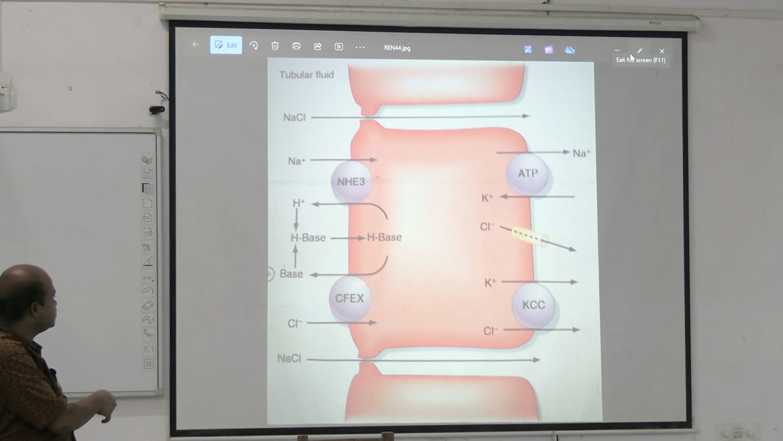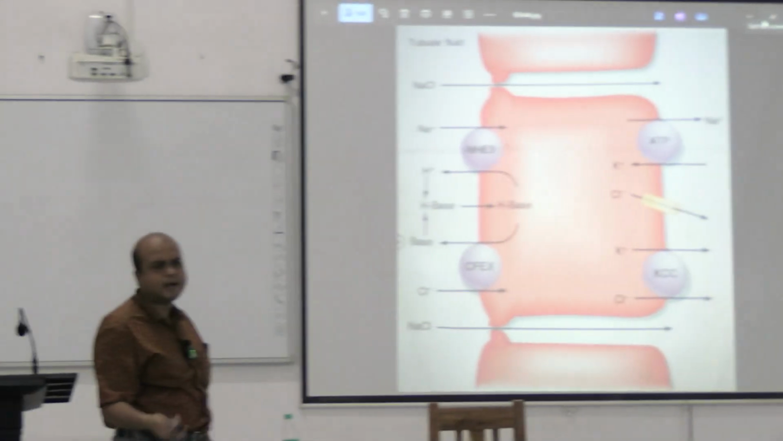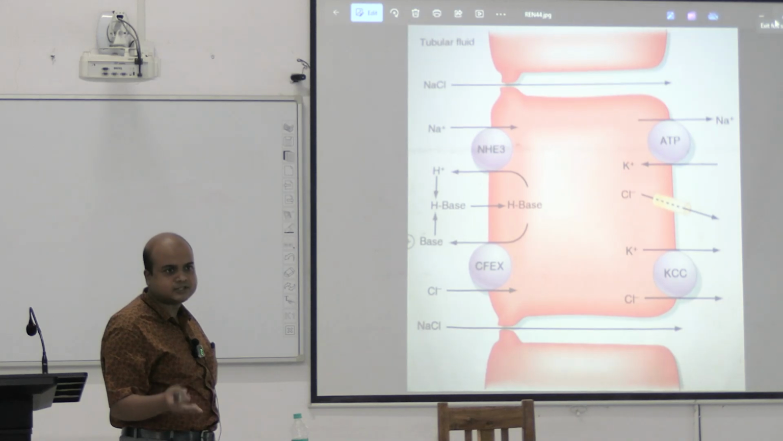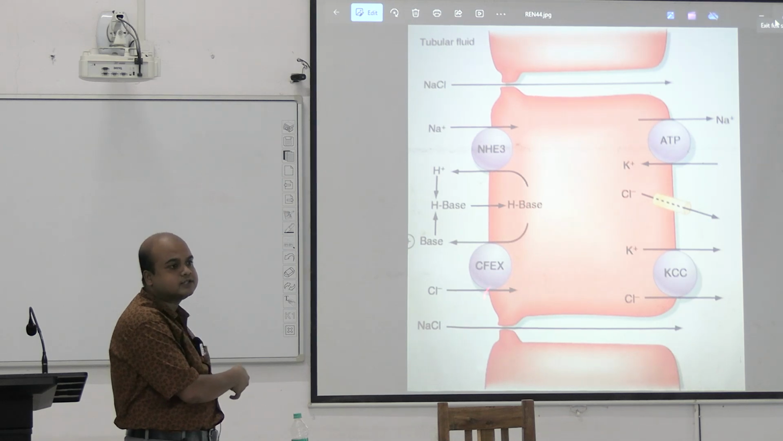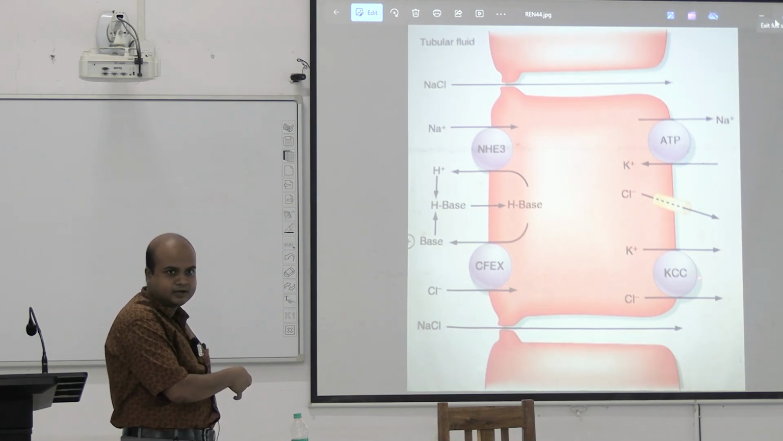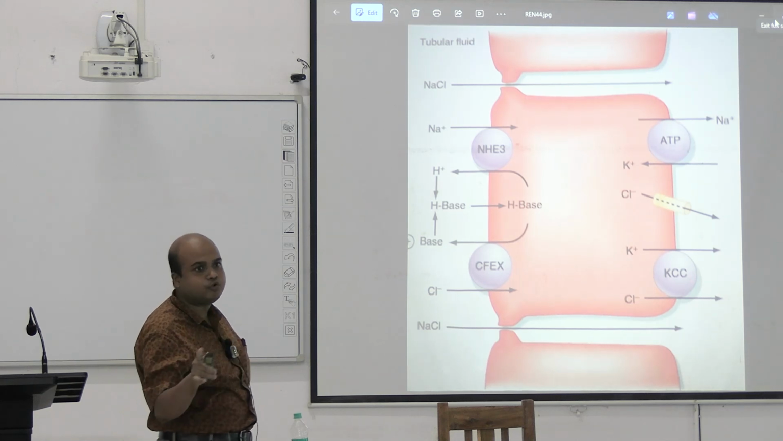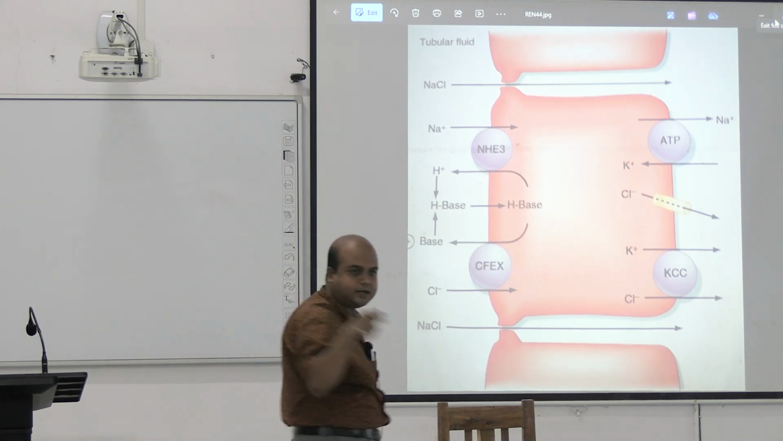Chloride is exchanged with a base. Base means any base: formate, oxalate, bicarbonate. Bicarbonate is the commonest, the most spoken of. So chloride and base, and that protein is an antiporter, with opposite directions. It is named CFEX. If you don't remember the name, write chloride-base antiporter.